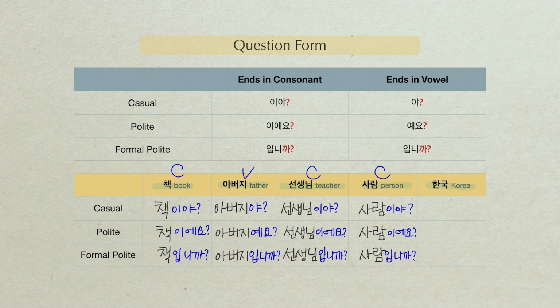Last one. 한국. 국 ends in a consonant as well. Casual way, 한국이야. Polite, 한국이에요. Formal polite, 한국입니까?